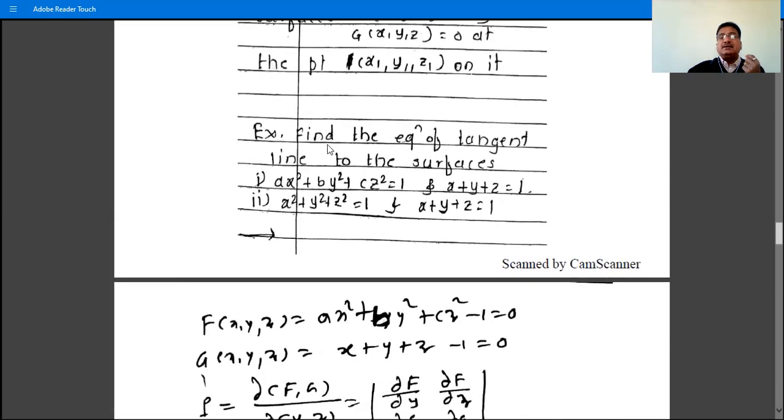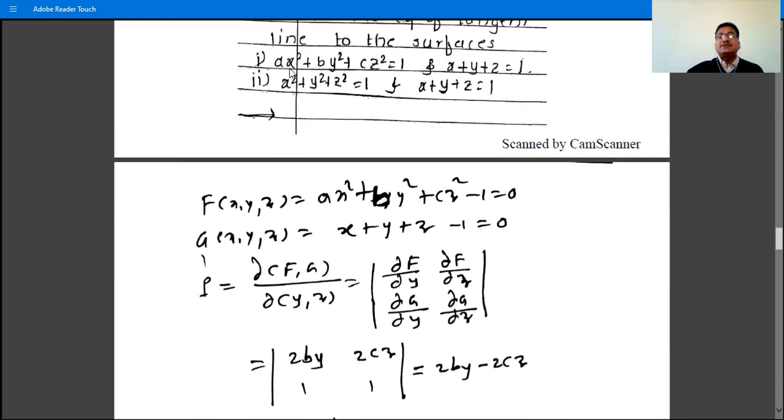So an example on this: find the equation of the tangent line to the curve of intersection of two surfaces, ax² + by² + cz² = 1 and x + y + z = 1. So F is ax² + by² + cz² - 1 = 0, and G is x + y + z - 1 = 0.